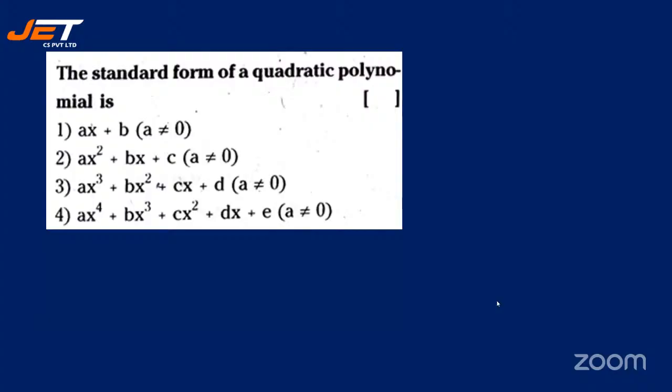The standard form of a quadratic polynomial is dash. The options are ax plus b, where a is not equal to 0; ax square plus bx plus c, where a is not equal to 0; ax cube plus bx square plus cx plus d, where a is not equal to 0; and ax power 4 plus bx cube plus cx square plus dx plus e, where a is not equal to 0.